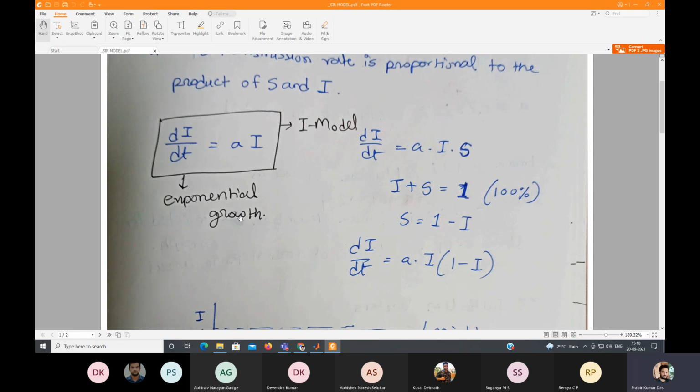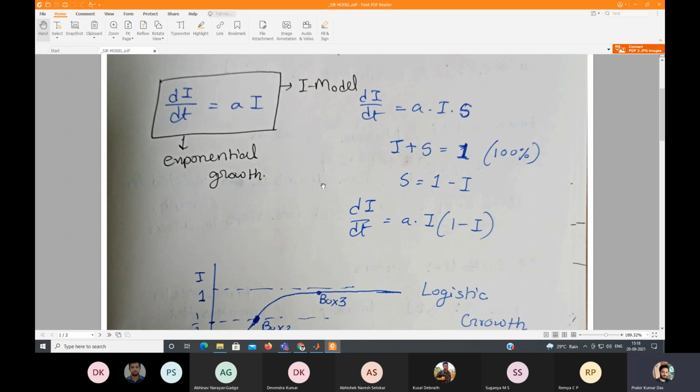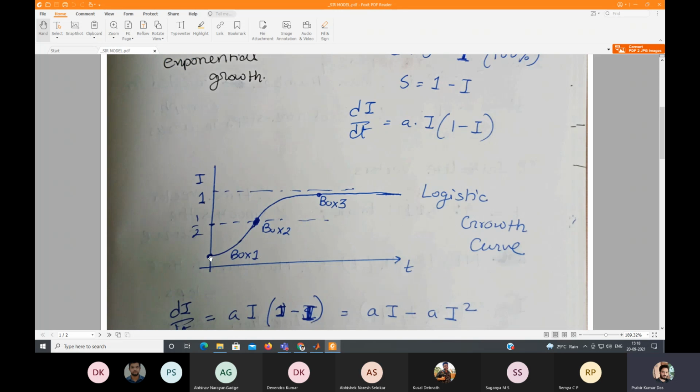If we do not consider S, then in the very beginning the curve of I should be exponential. Remember, we are not considering S till now. See, this is the exponential kind of growth. So I will grow exponentially.